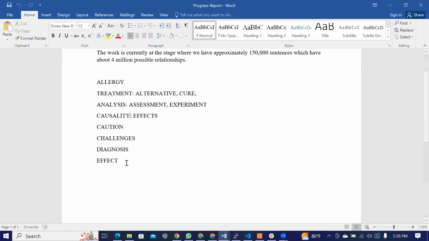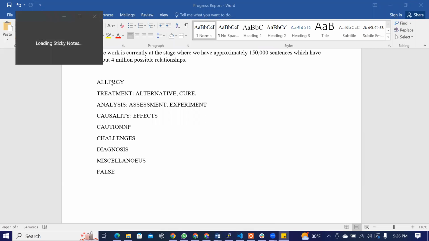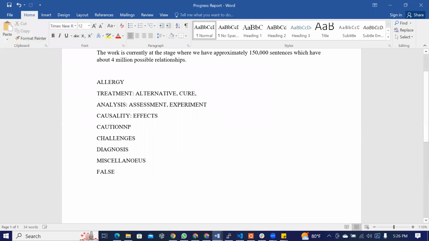So these are the current requirements that we're considering: allergy, treatment, analysis, causality, caution, challenges, diagnosis, and effect. Then I also had miscellaneous, and I'm sorry, this is not how to spell miscellaneous, and false relationships. So we're considering these relationships, and I'm going to use a 20-minute demonstration to show what I'm actually expecting. It's going to be a lot, but I'm very sure it will be very clear.